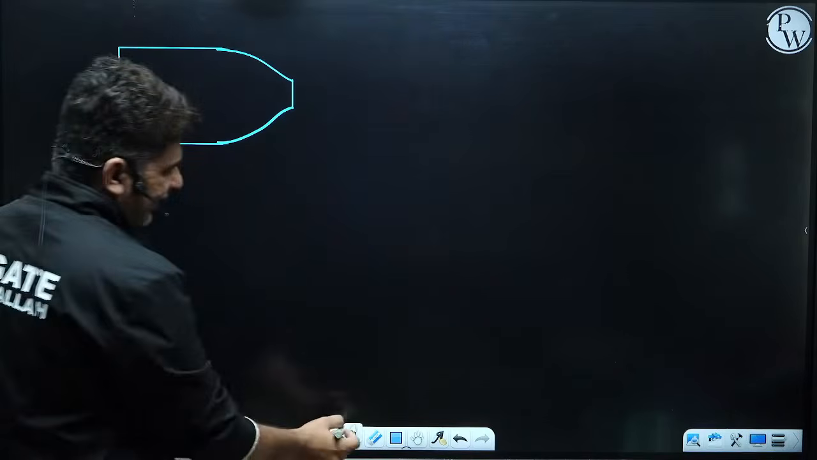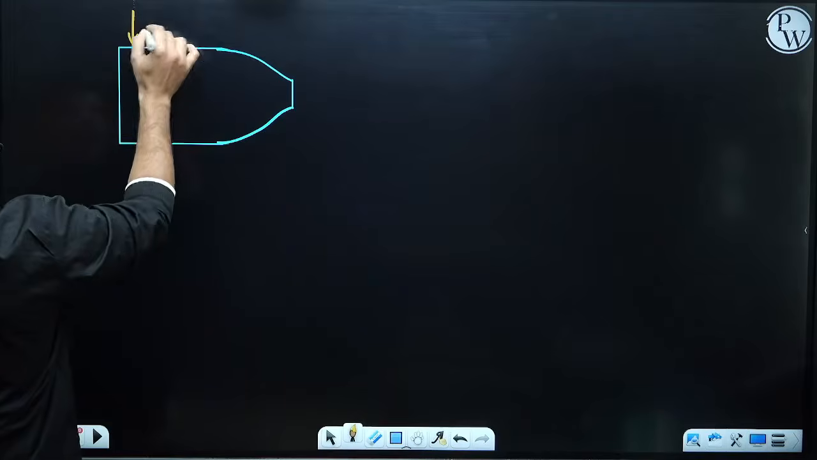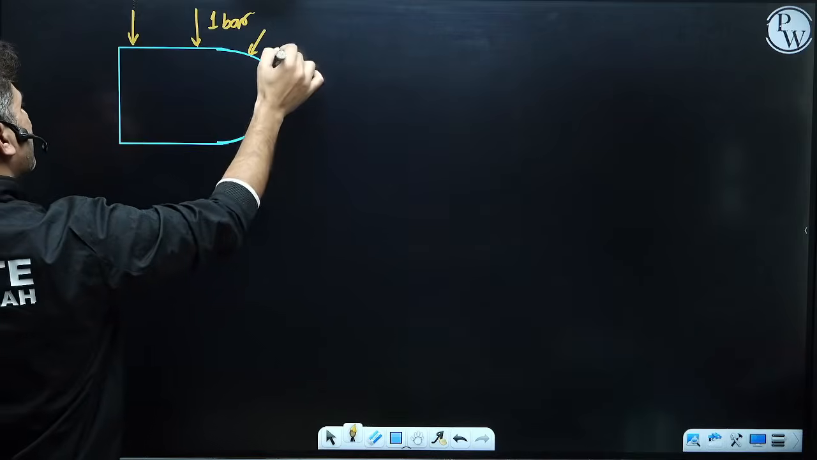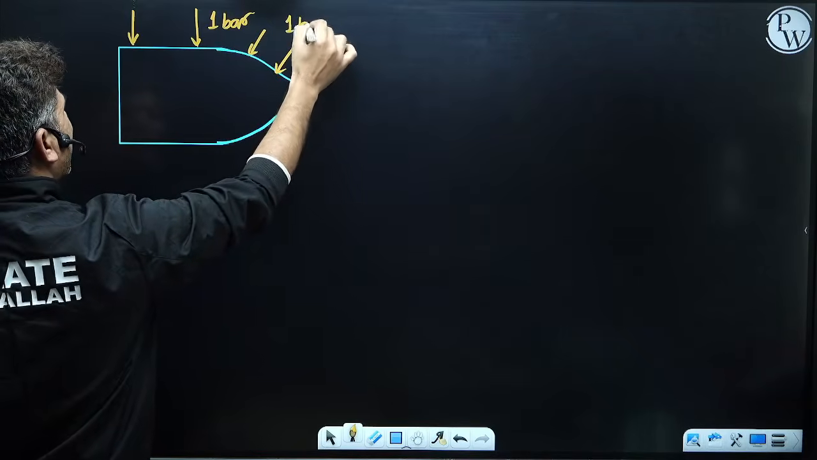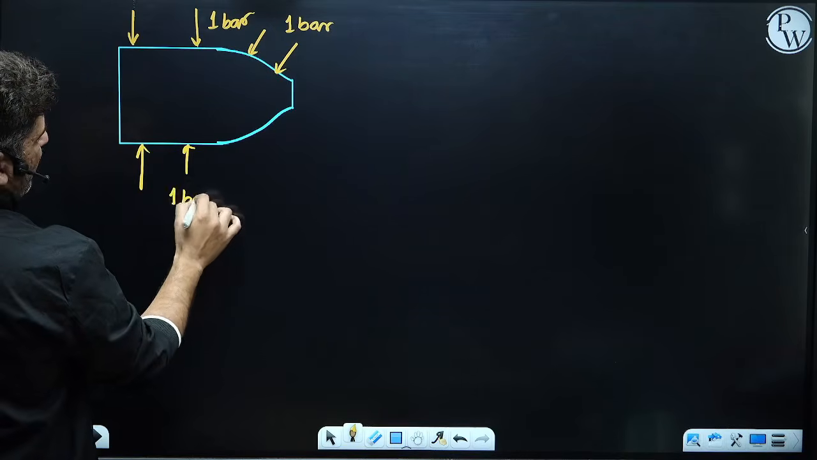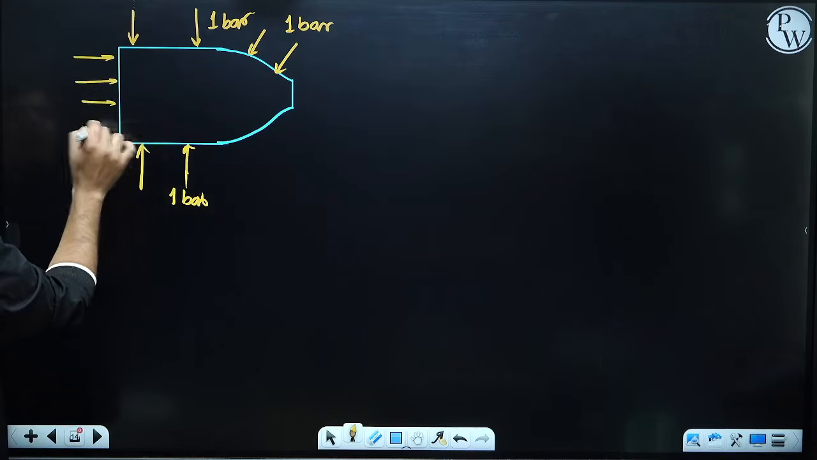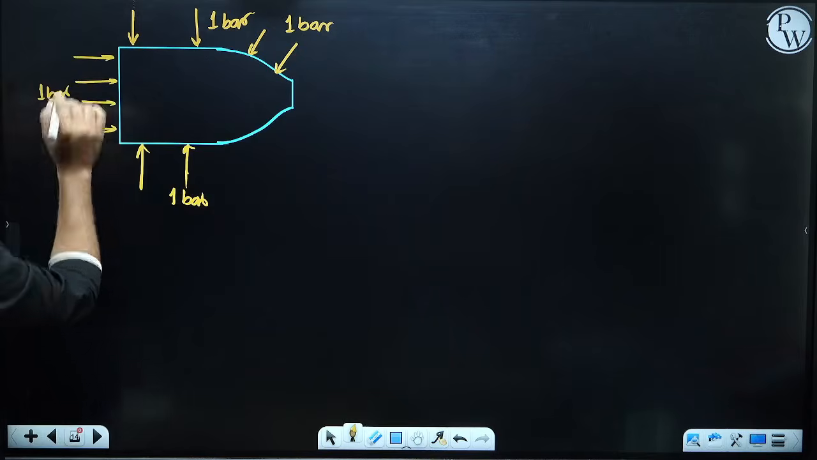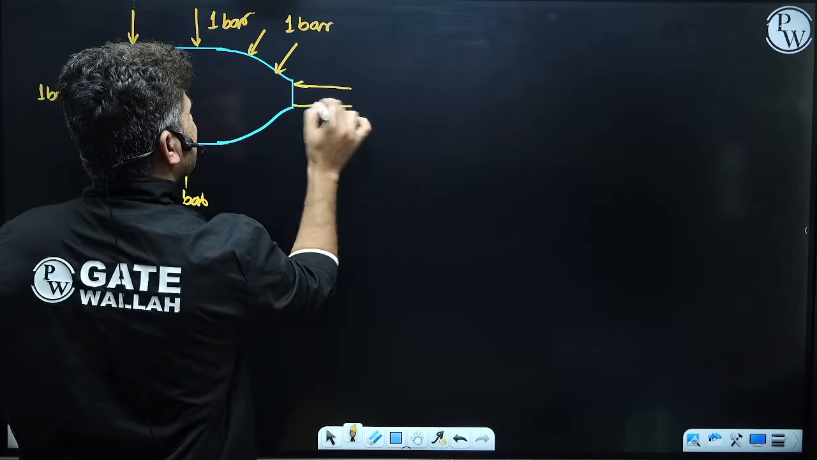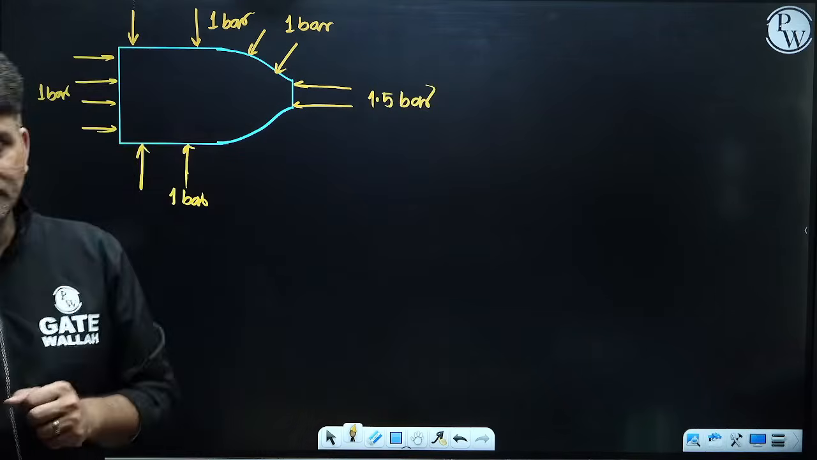Let's say on this object there are different pressures acting, and the pressure which is acting from here is 1 bar. Over here also the pressure is 1 bar, over here the pressure is 1 bar, and on this surface there is also a pressure of 1 bar. But on this surface, the pressure acting is, let's say, slightly higher, 1.5 bar.